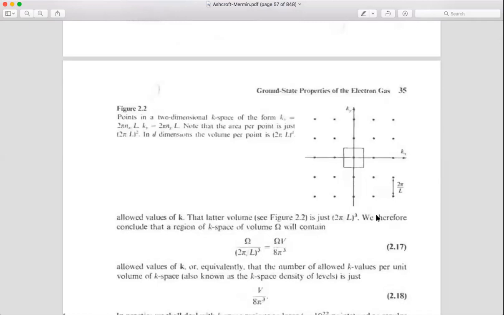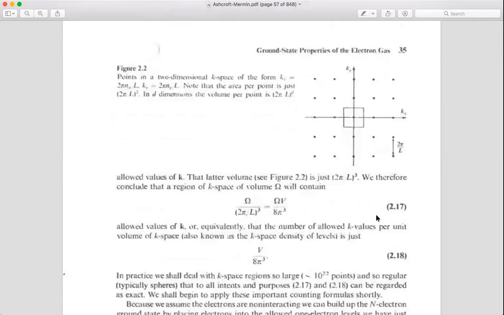So if there is a total volume of omega in the K space, the number of K points will be, of course, the total volume in K space divided by the volume per point. So if, let's say, omega is a volume in K space and 2 pi over L cubed is the volume per K point, then the number of K points in a volume omega in the K space would be omega divided by this, which is omega V.